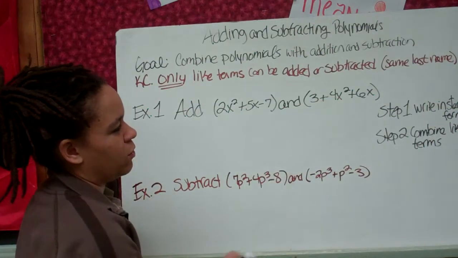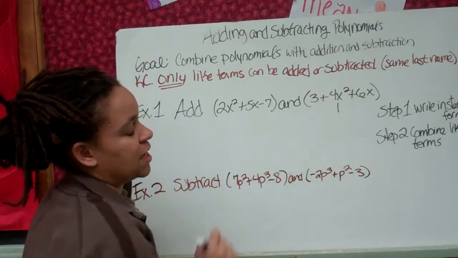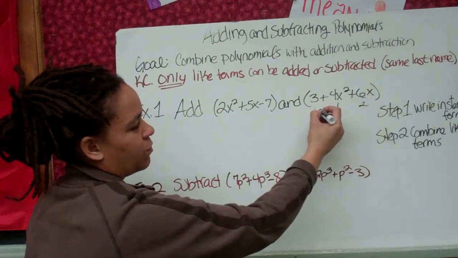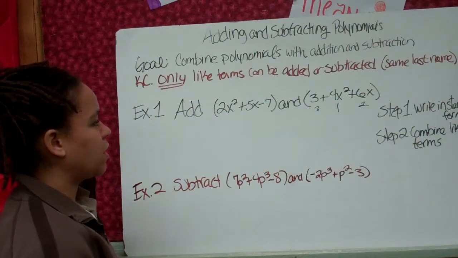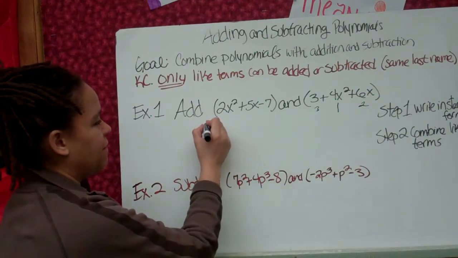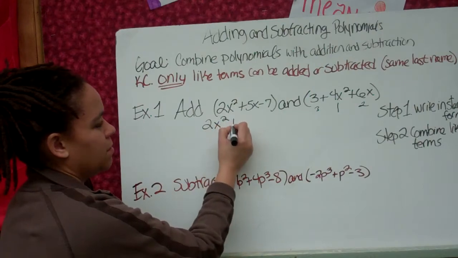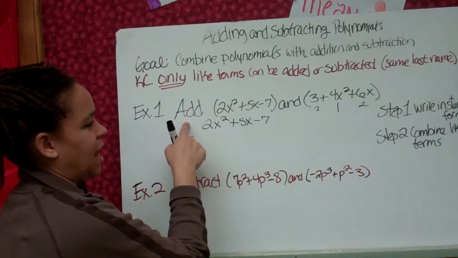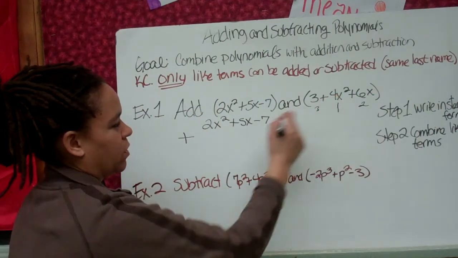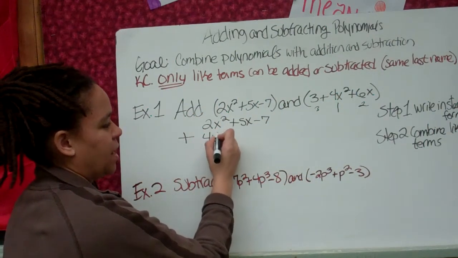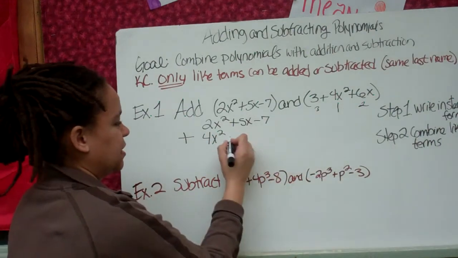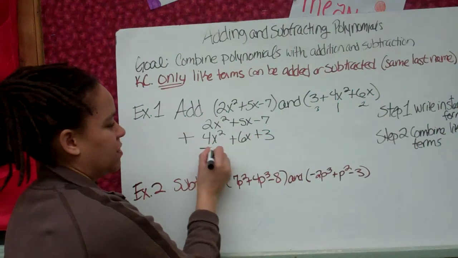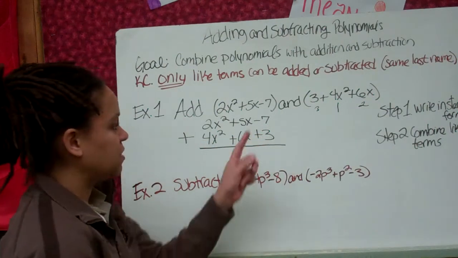It has the squared, to the first power, no power. This one we need to move around a little bit. This is actually going to be the first term because it has the highest degree. And then the x term will be the second term, and then the 3 will be the third term. So the way we're going to write those up, we have 2x squared plus 5x minus 7. We're going to add that, because it says add, to, let's put these in the correct order, positive 4x squared. Then I need to go to my 6x plus 3. Now I have everything in order, and I can combine my like terms.